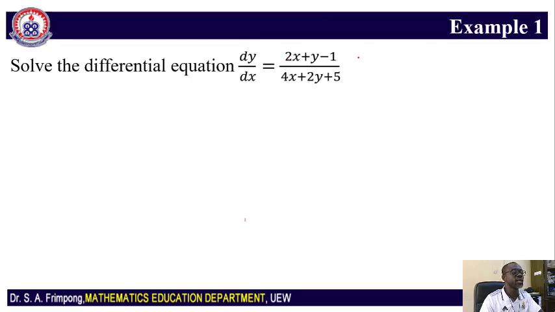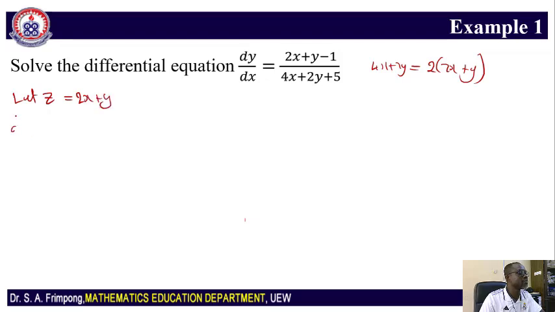Now if you pick this, you realize that 4x plus 2y is equal to 2 times (2x plus y). So this is a constant multiple of this. So for that matter, we let our z be equal to 2x plus y. Therefore, dy/dx will now be equal to (z minus 1) over (2z plus 5). The equation is now in terms of z, so we cannot maintain the y.